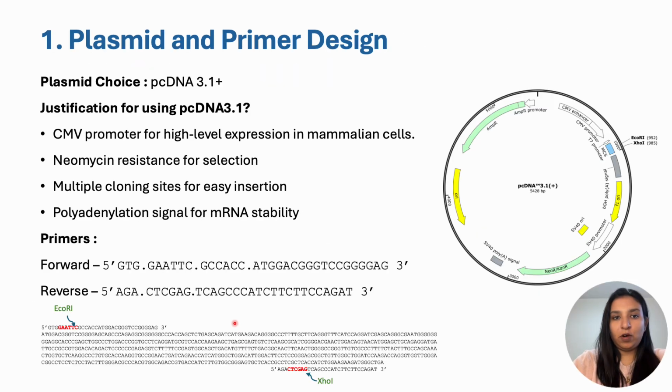And now let's talk about the plasmid. Here I have used the pcDNA 3.1 plasmid, and the reason for that is because it contains a CMV promoter for high-level expression in mammalian cells, a neomycin resistance gene for selection, and a multiple cloning site for easy insertion of the BAX gene. And additionally, it also has a polyadenylation signal for mRNA stability.